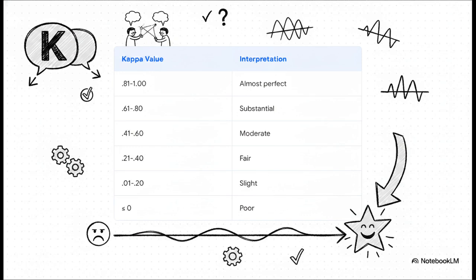Looking at this scale, it goes all the way from poor, which is 0 or below, up to almost perfect agreement, sitting between 0.81 and 1.0. As a general rule of thumb, you'll want to aim for a kappa of 0.75 or higher to really demonstrate strong qualitative coding. Always check this number first.